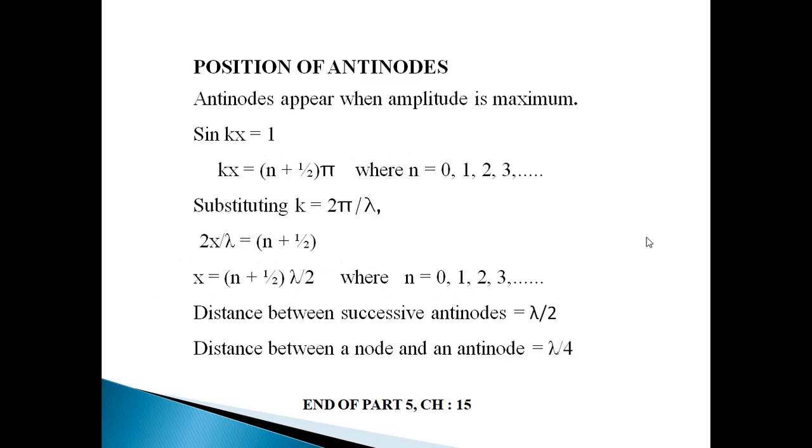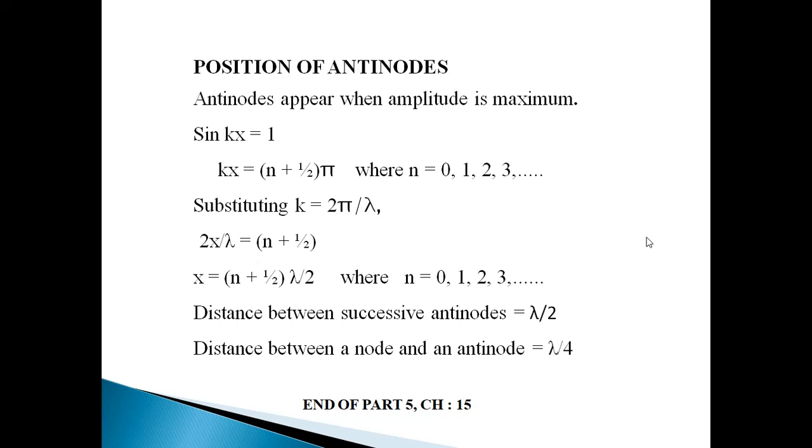Now look at the position of antinodes. Antinodes appear when amplitude is maximum. Now when can amplitude be maximum? When sin kx equal to 1. So kx will be (n plus half) into pi. So when n equal to 0, then kx becomes pi by 2 or 90 degrees. When n equal to 1, then kx becomes 3 pi by 2, and when n equal to 2, kx becomes 5 pi by 2, and so on.